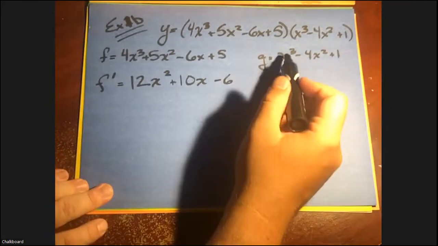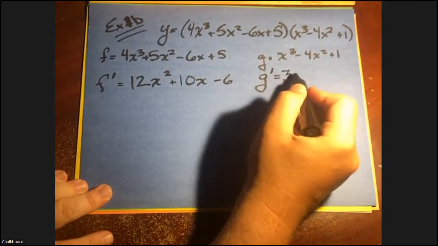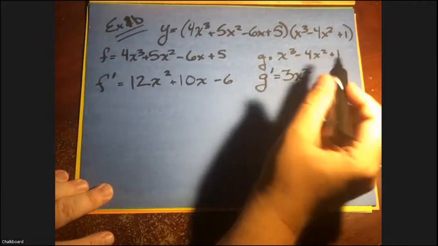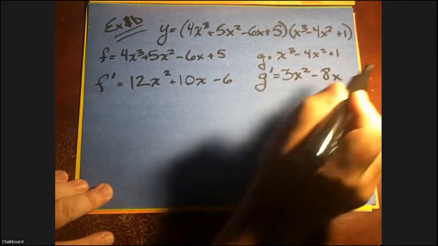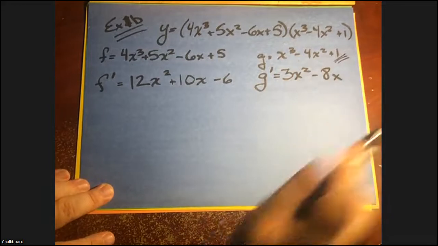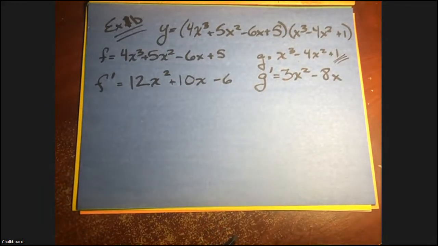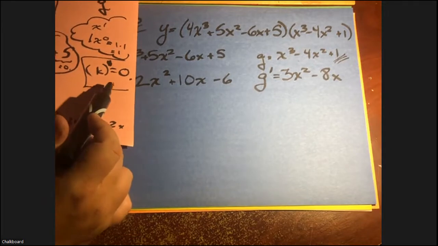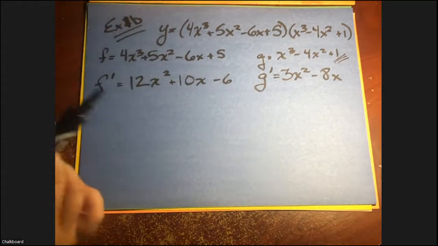And in g prime, we have x cubed, which is 3x squared. Then we have negative 4x squared. So 2 times negative 4 makes negative 8, and that's x. And the derivative of 1 is a constant. The derivative of 1 is going to be 0. Remember that rule? I'll keep bringing them back, keep reminding you to help you learn it. Because it's a lot. This is a lot of stuff. What's the derivative of a constant? It's going to be 0.